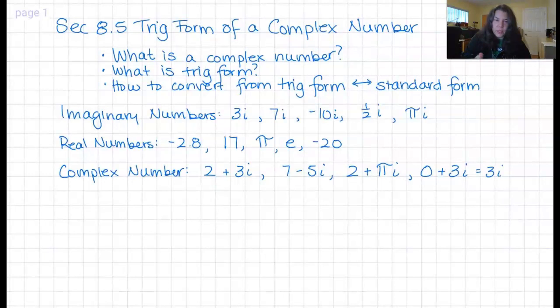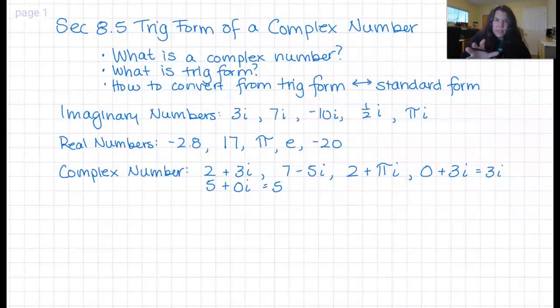Also, real numbers can be considered real and complex. For instance, I could have something like 5 plus 0i. Again, we've got the same kind of thing. 5 is real, 0i is imaginary. We can combine them together and we get a complex number. But this is equivalent to 5, so all real numbers are also complex.